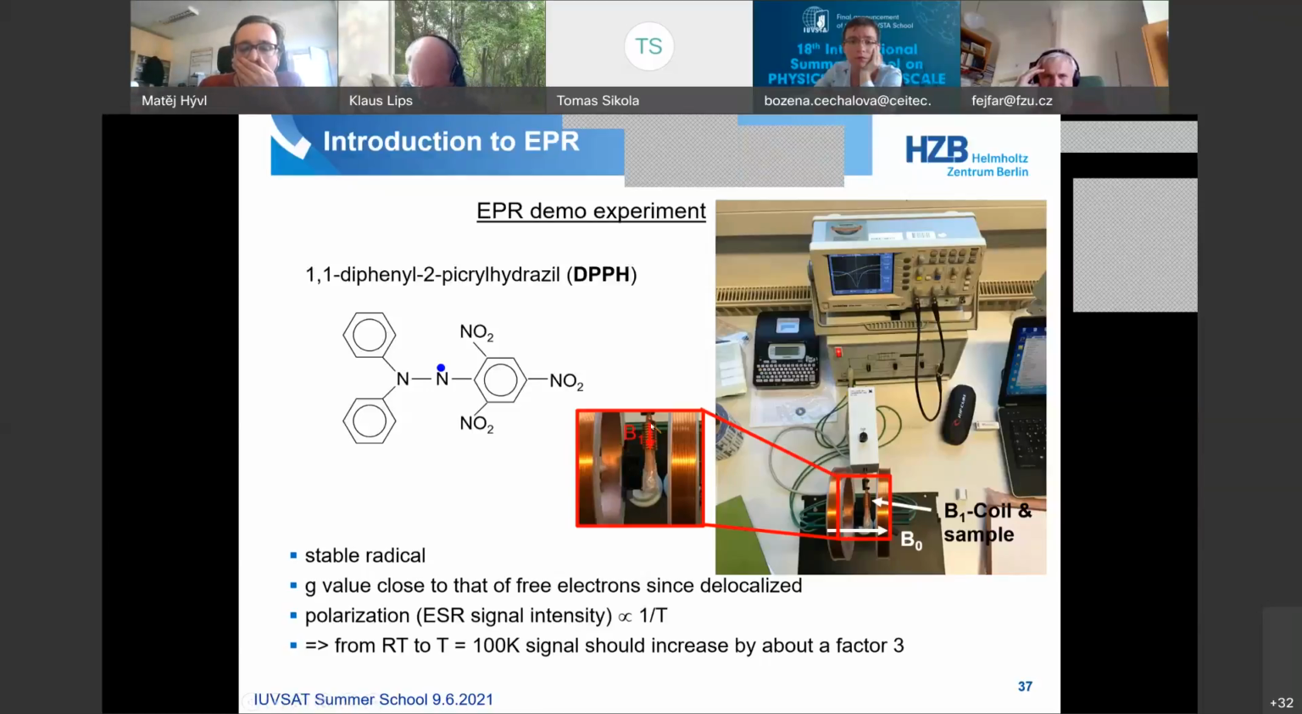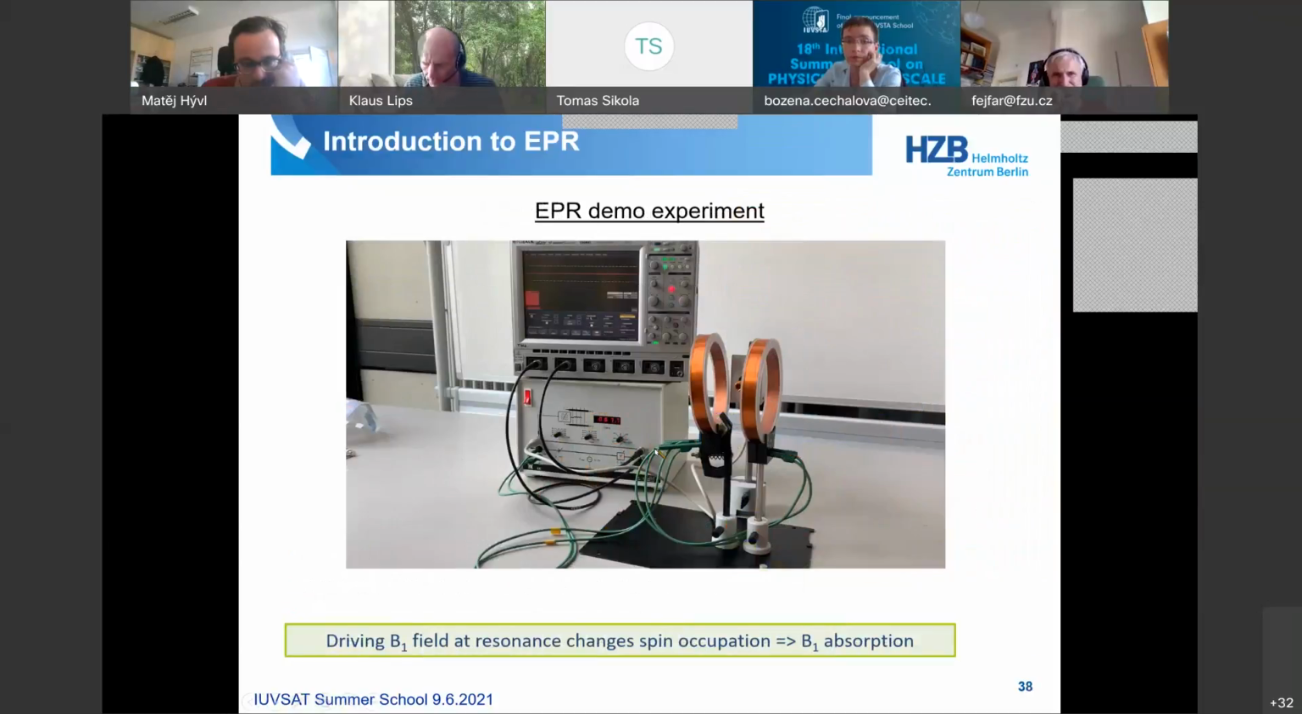The coil is generating the B1 field. That is where the B1 field is, right here. And this is the Helmholtz field, the B0 field. And now you can stick a sample in. This is the sample right here. And this is how the experiment looks like in the lab. This is the Helmholtz coil. This is where we stick the sample in.